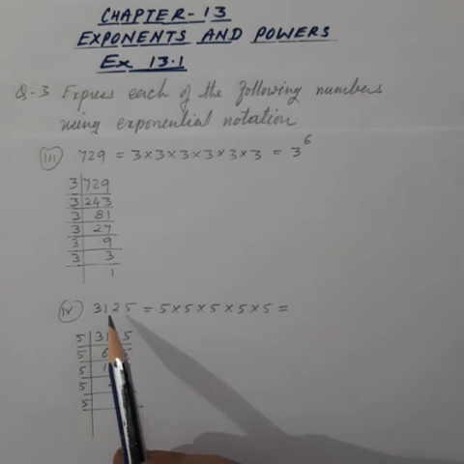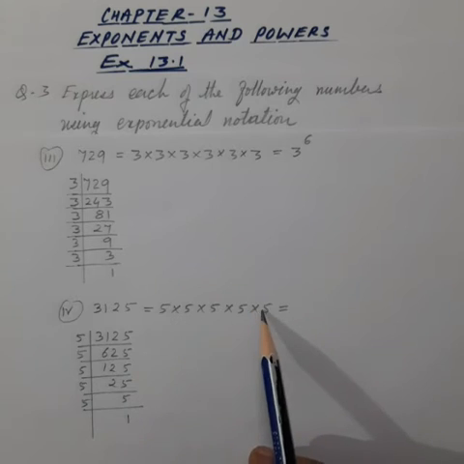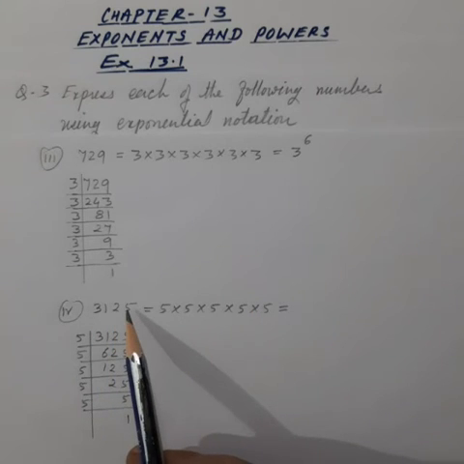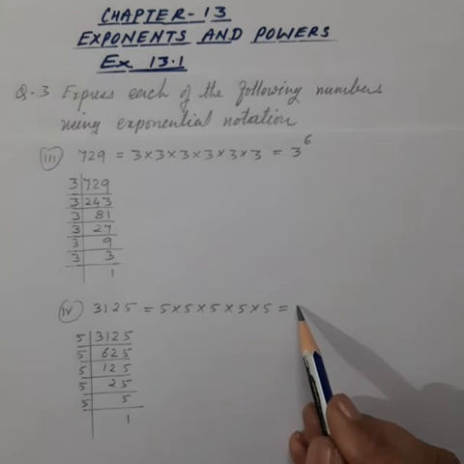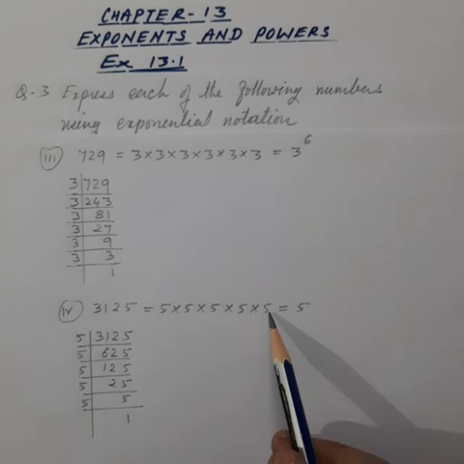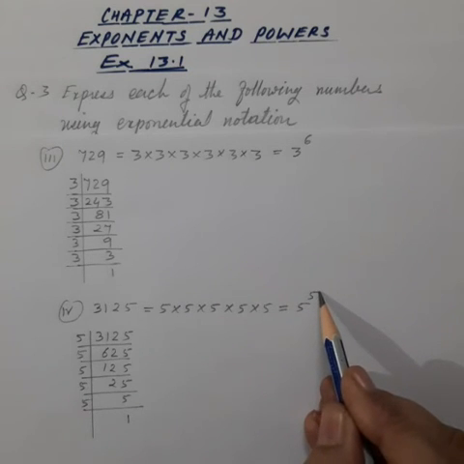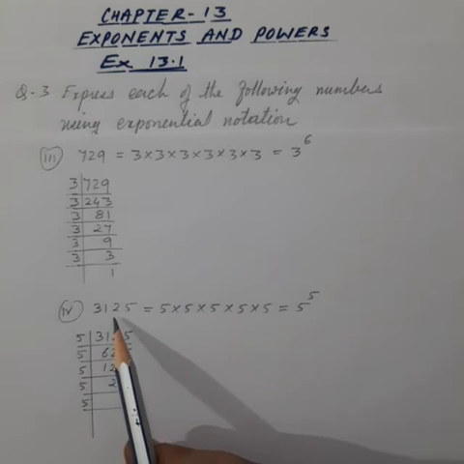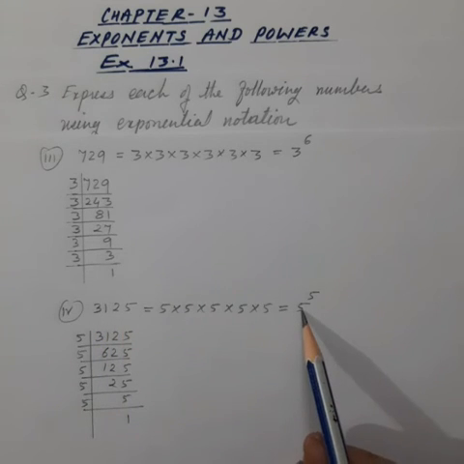Fourth, 3125. Find out the prime factorization. In the prime factorization of 3125, the number 5 is repeatedly multiplied by itself. So base is 5 and 5 is repeatedly multiplied by itself 5 times. So power is 5. The exponential form of 3125 is 5 raised to the power 5.